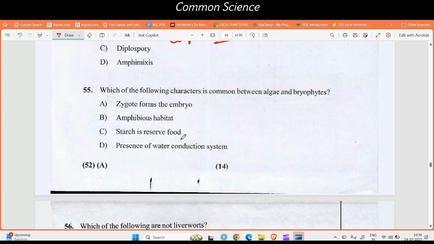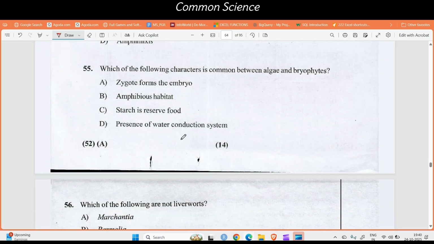Question number 55 is which of the following characters is common between algae and bryophytes? Zygote forms the embryo. No, it happens only in bryophytes, while in case of algae, zygote directly goes into meiosis and forms meiospores.